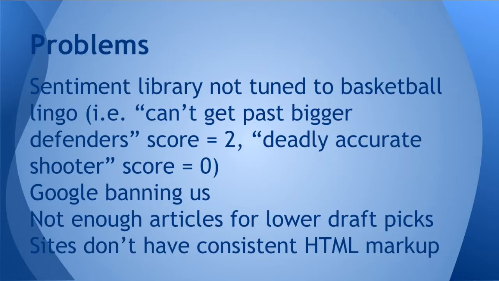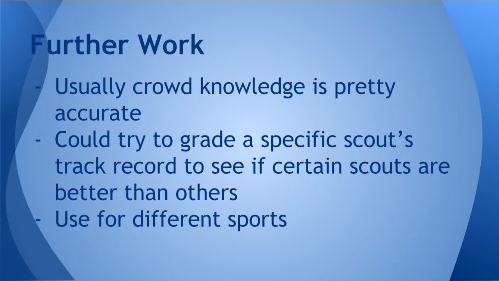However, the problems are that the sentiment library doesn't tune to basketball lingo. Something like "deadly accurate shooter" would get a score equal to 0, even though that's a good thing. Also, Google banned us for querying too much, sometimes there are not enough articles for lower draft picks, and a lot of the sites don't have consistent HTML markup.